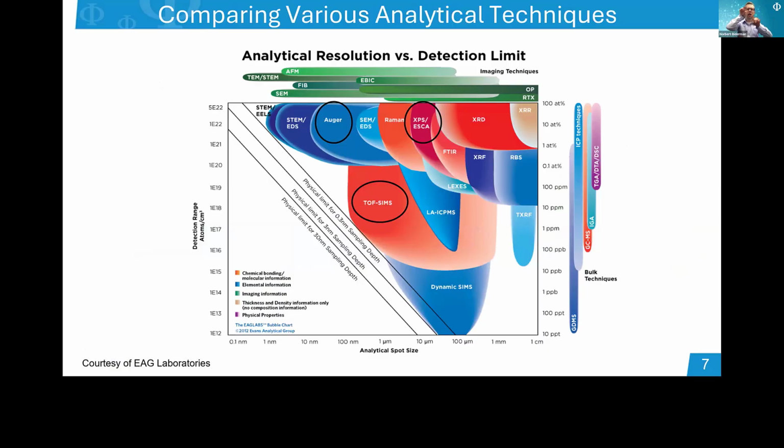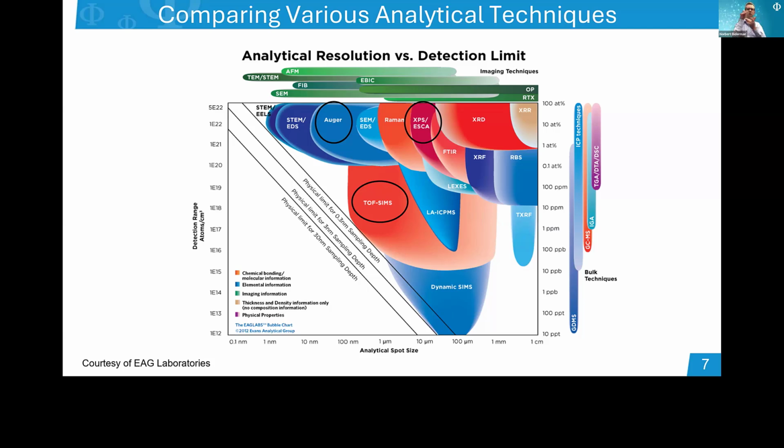This is a famous diagram comparing various analytical techniques by their resolution and detection limit that you may have seen. I have circled in black the surface analysis techniques in comparison with other more common techniques such as SEM-EDS. SEM-EDS is a technique that uses electrons to form images and for elemental analysis, exceeding optical microscopy's spatial resolution. Surface analysis techniques are uniquely positioned for information inaccessible by other imaging and bulk techniques.